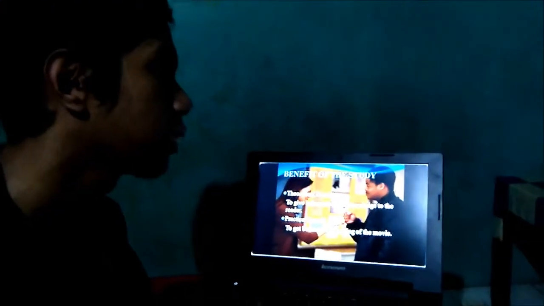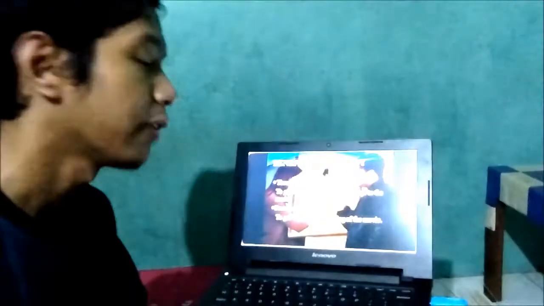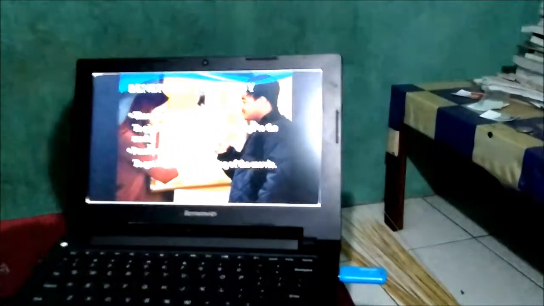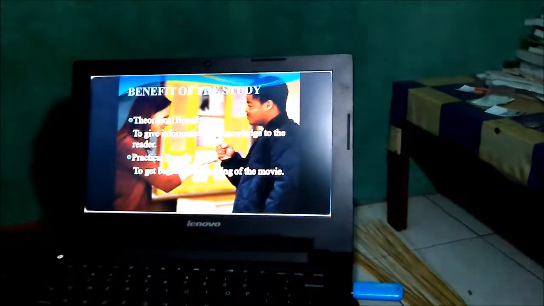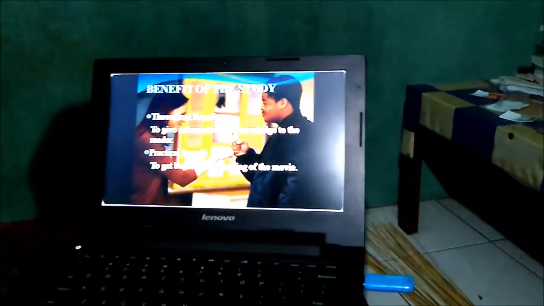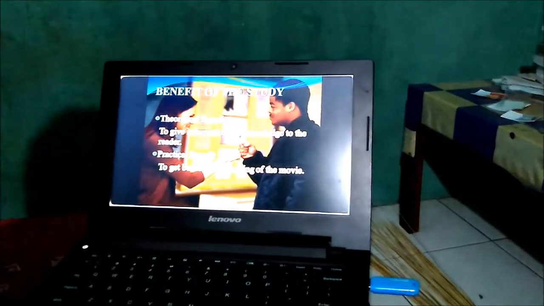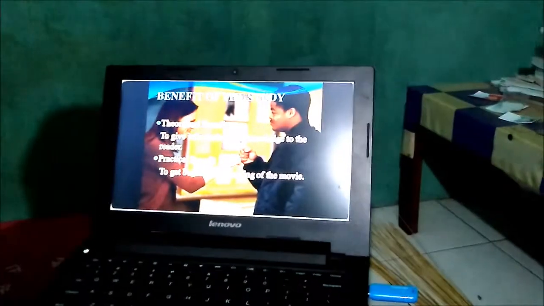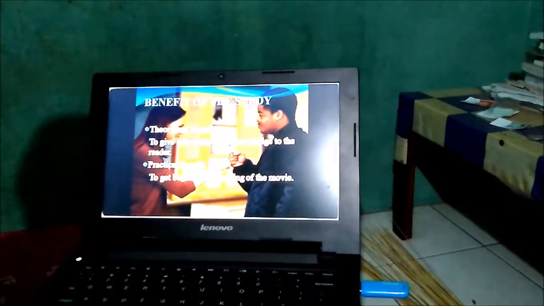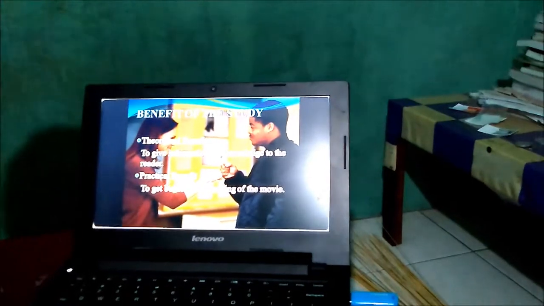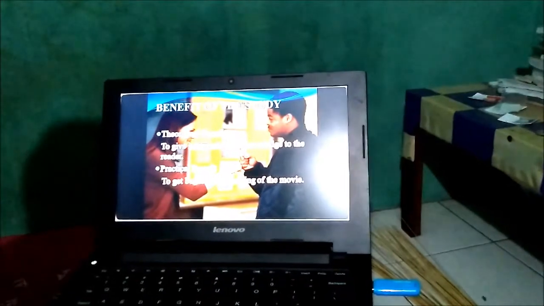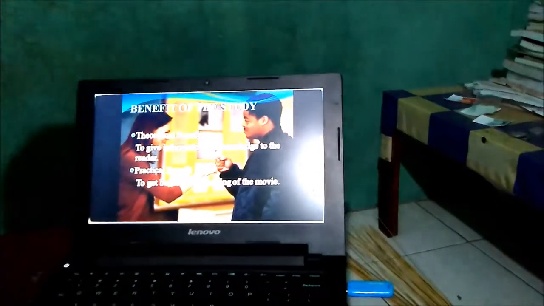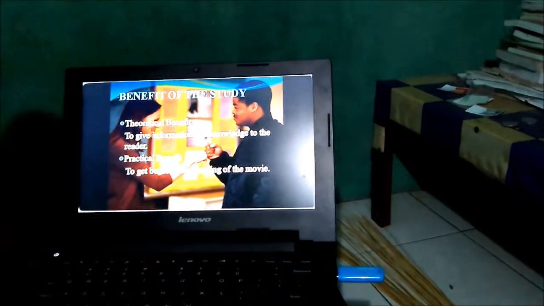And next, benefit of the study. The benefit of the study has two, namely theoretical benefit and practical benefit. The first, theoretical benefit, is to give information and knowledge to the reader. And two, practical benefit, is to get a better understanding of the movie, and the research hopefully will be useful for others as a reference in analyzing the movie.